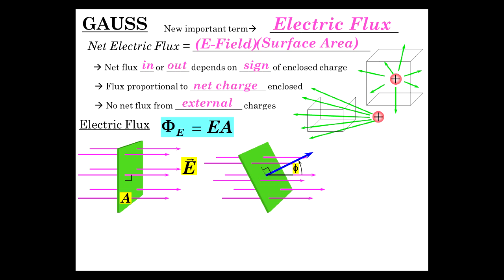Perpendicular. Angle phi is the angle between the electric field and the direction perpendicular to the area. So here's area. Now, this is a vector. This is actually called an area vector, or the vector area. A little bit different than just surface area. Its magnitude is the surface area, but its direction is perpendicular to the area.